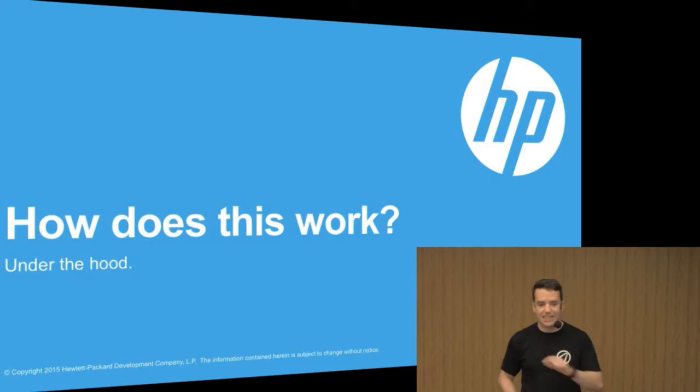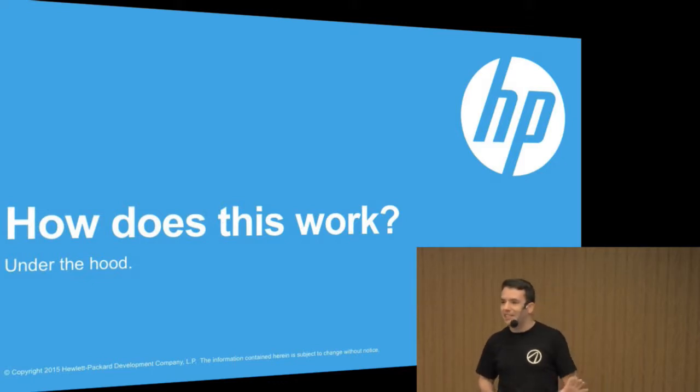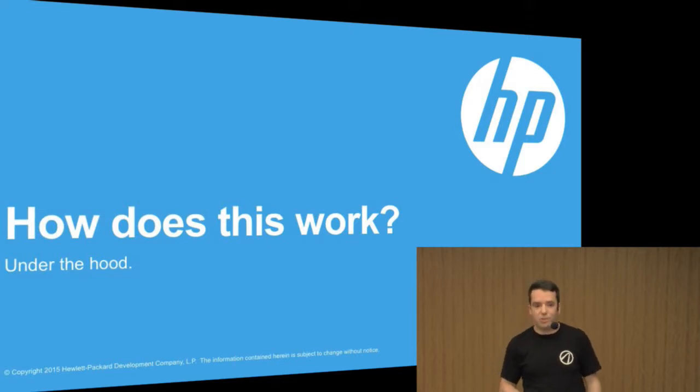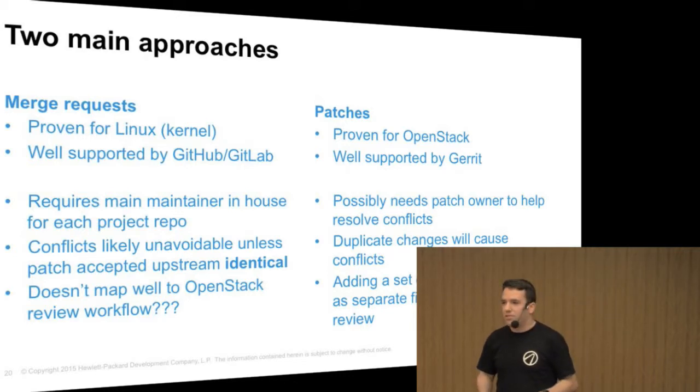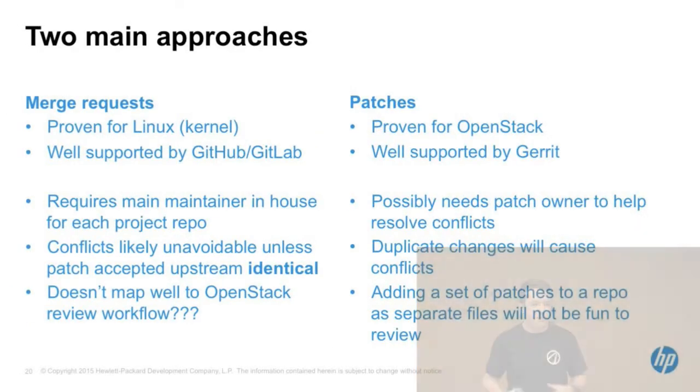So down to the actual bones of what we are doing that is so special that we decided we needed to write a tool to manage this. If you look at how most projects track working with forks or people that need to diverge, you basically have 2 approaches. You've got merge requests, which work really well for the Linux community, and you've got patches, which have proved really well for OpenStack, for review, for everybody to look at.